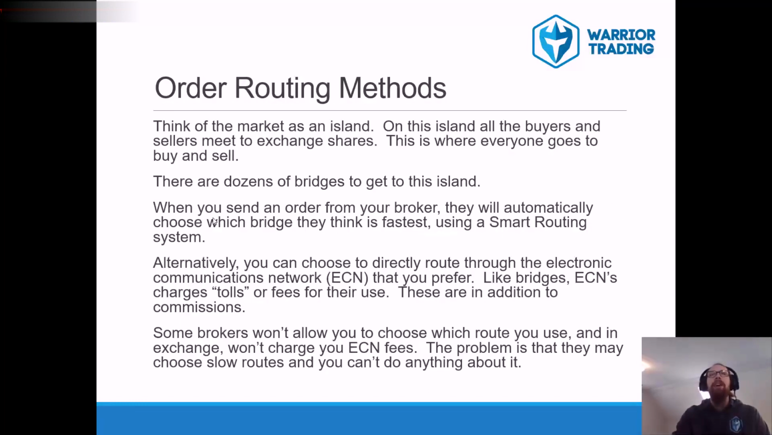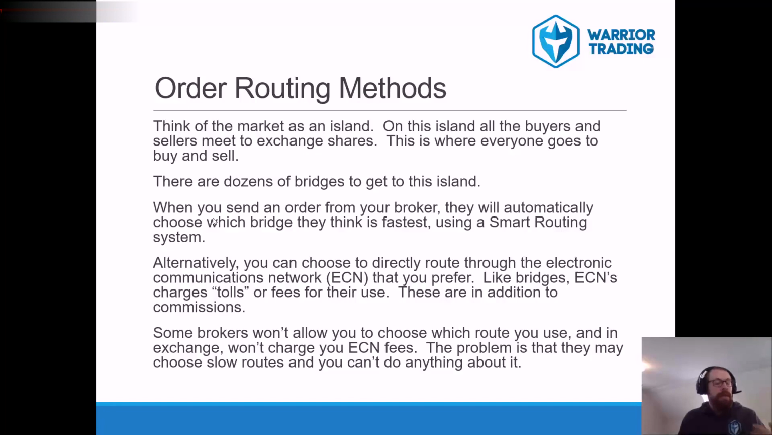All right, so now order routing methods. Now, we already talked about this when we talked about direct access routing. So you think of the market as an island where the buyers and sellers meet to exchange shares. Dozens of bridges to the island, dozens of different routes. These are called electronic communication networks, ECNs. Like bridges, ECNs charge tolls for their use. All right, so those tolls are essentially a commission, an ECN fee.